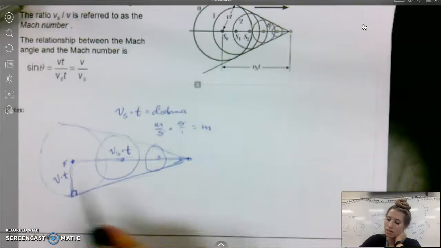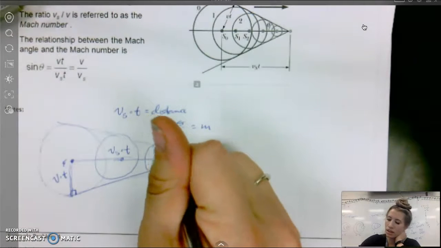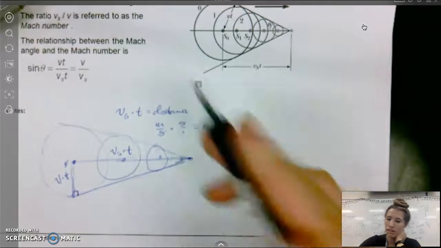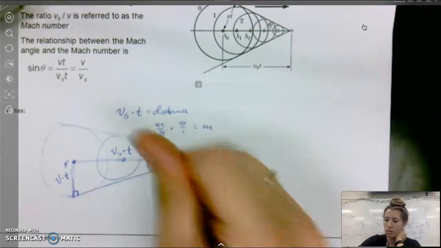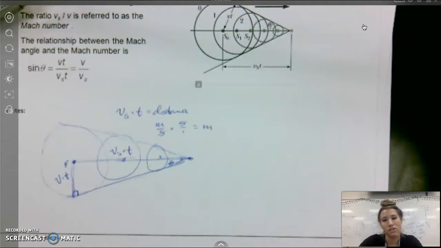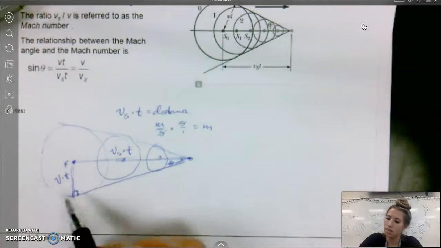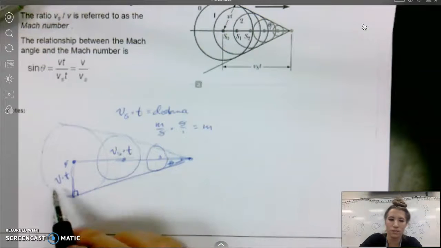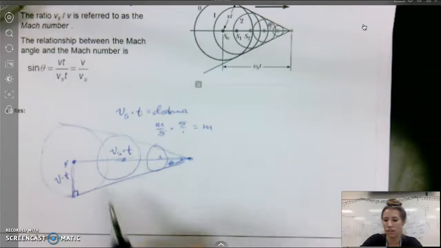If this is the entire angle, the half angle would be right there, right? So that's why this is called the half angle equation. So that's the half angle. If that's my right angle, then opposite from that is the hypotenuse. Here's one of the legs. Here's one of the legs.